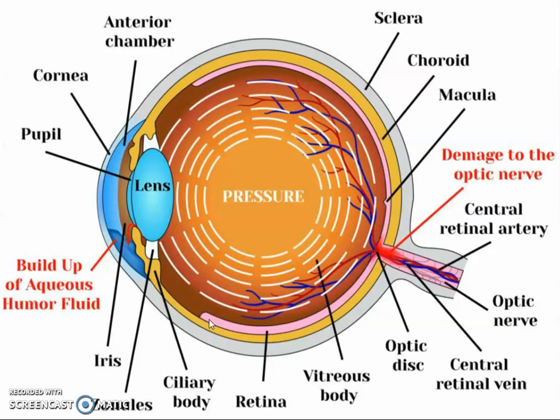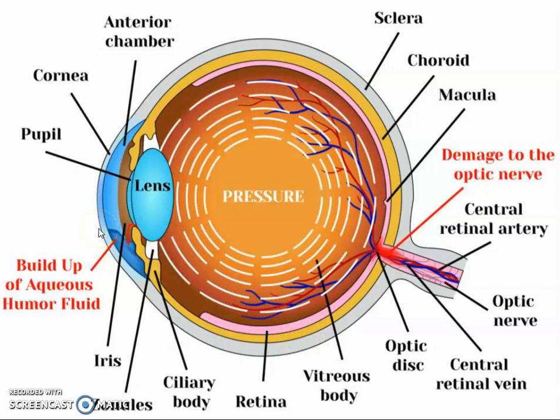Here is the anatomical view of the eye. It includes two parts, that is the anterior part and the posterior part. The anterior part includes cornea, pupil, lens, iris, zonules and ciliary body. And the posterior part includes sclera, choroid, macula, optic disc, retina and other parts. This posterior part is also called the vitreous body part.